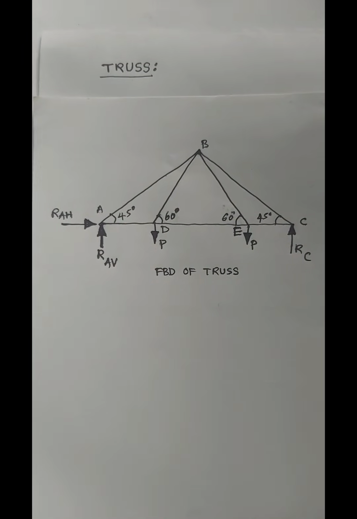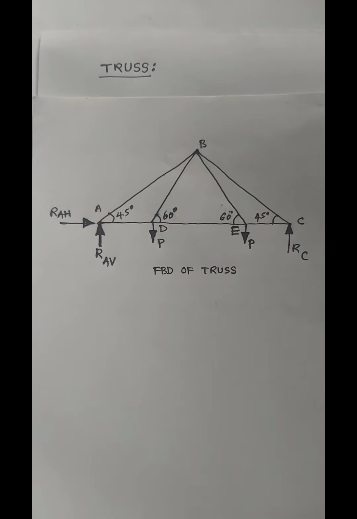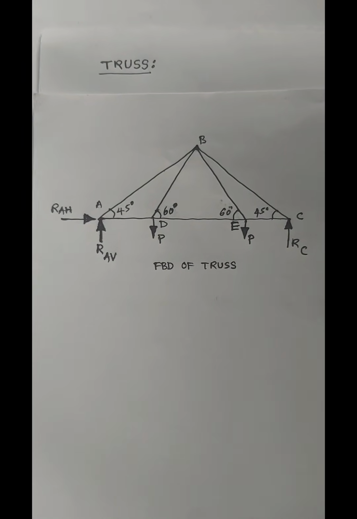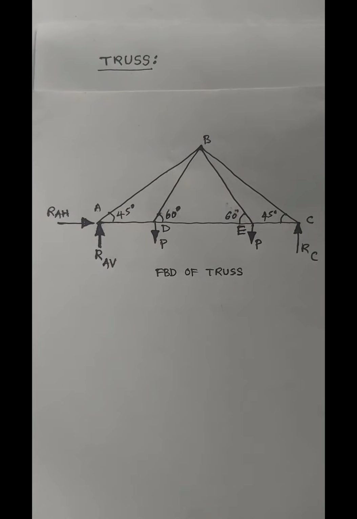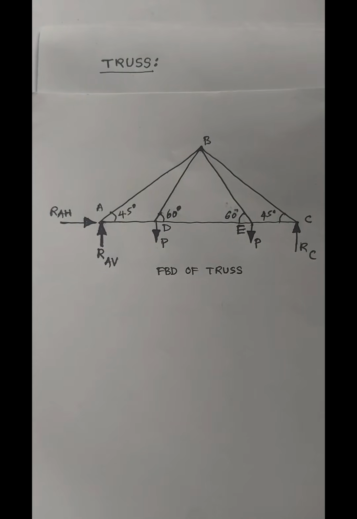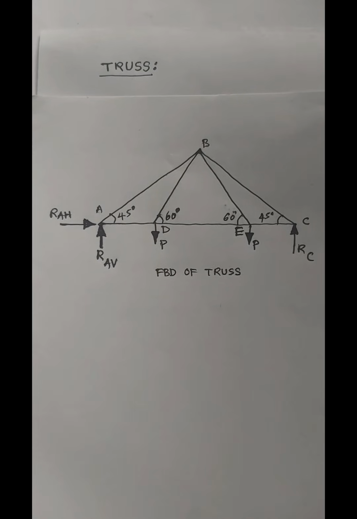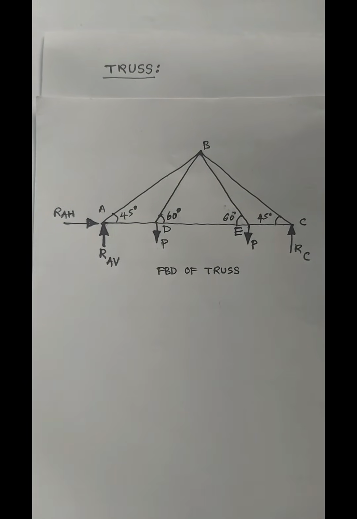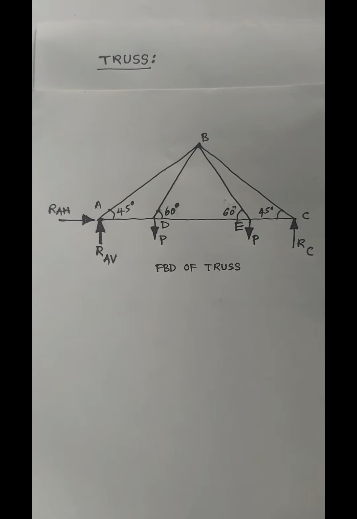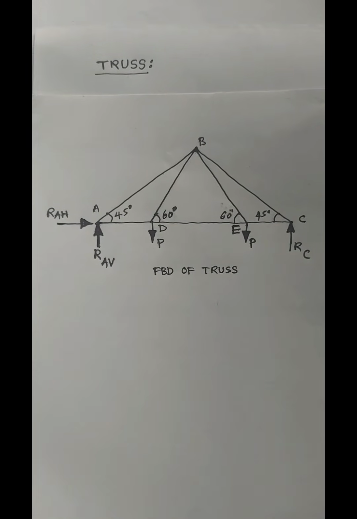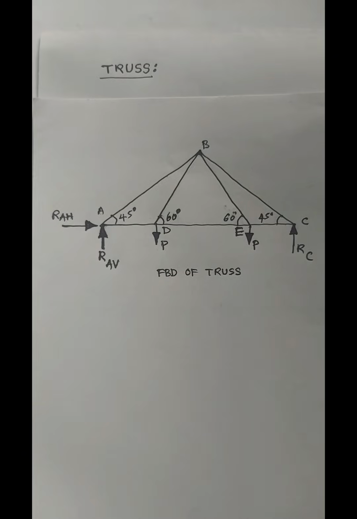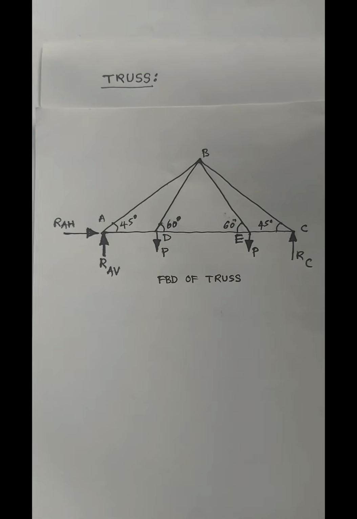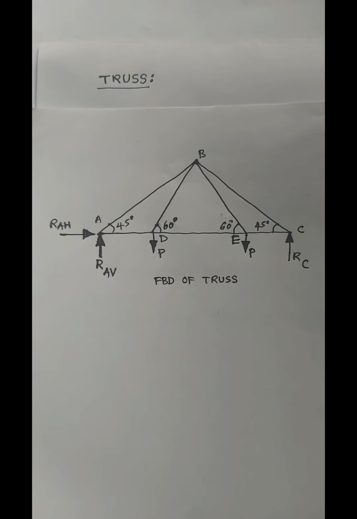Considering the whole truss as a single unit, using this free body diagram of the truss, apply the equilibrium equations along x direction and also along y direction. When you apply summation of forces along x direction equal to 0, we get in the equation of equilibrium RAH only. Why? Because only one force is acting along x direction. So RAH equals 0 we can write.